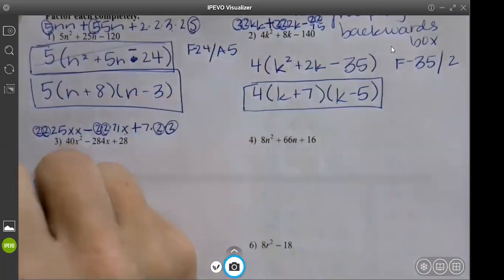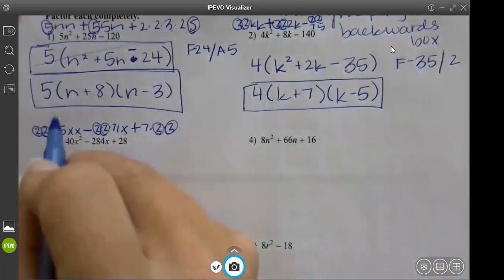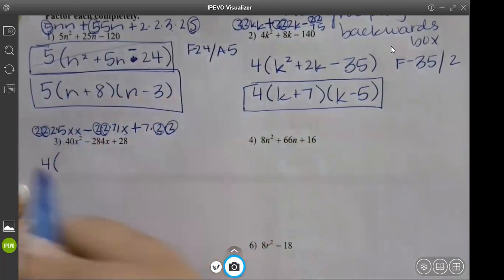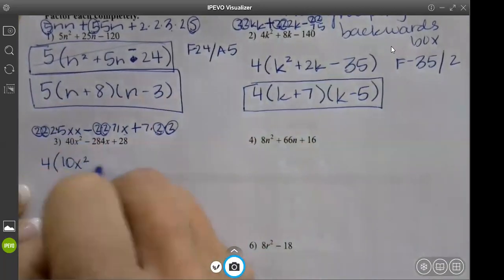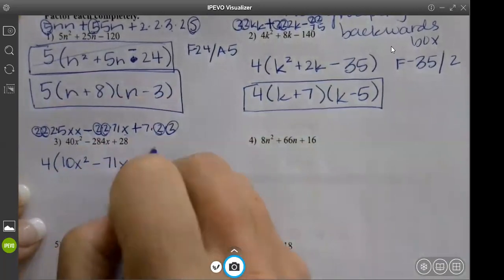So that means we take out a 4. What did that leave us with? 25. It's not 25. What is it? Oh, 2. 2 times 5 is 10 and 2 x's. Minus, we have a 71x. And then we have a 7 in the back.